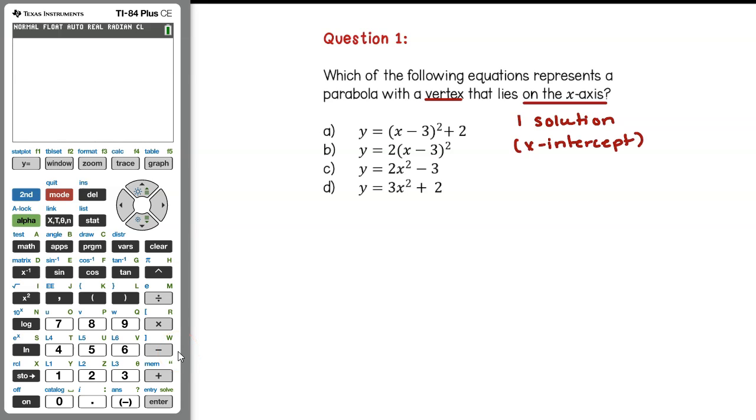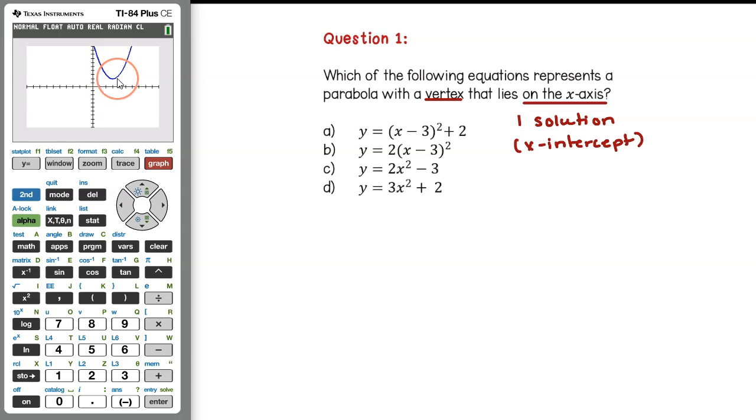To answer this question, let's use our graphing calculator. We'll start by going over to the y equals screen, and we'll enter our first equation, which corresponds with answer choice A. Notice that we have y equals x minus 3 quantity squared plus 2. To enter this, I'll open parentheses, type x minus 3 quantity squared, add 2. I'll hit the graph button to take a look at what this function looks like.